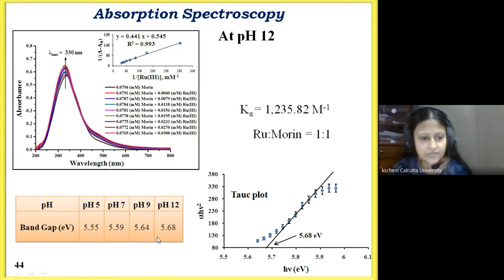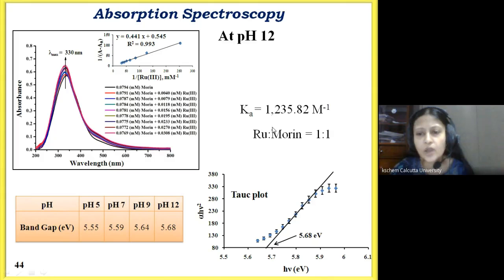at pH 12 the band gap is the highest, which means the particle size is the least for pH 12, and the lowest particle size means the surface to volume ratio is the highest for this particular pH, and so the efficacy of sensing would be highest at this pH.